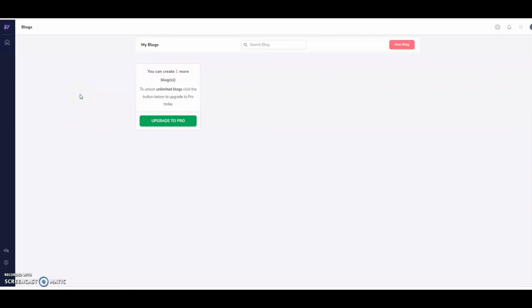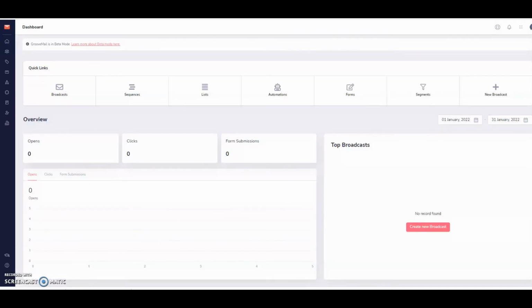GrooveBlog is a simple blogging system that allows you to optimize and publish content online. Blogging can also be used to sell ad space or promote affiliate products. With GrooveMail you can start email marketing. Here we have broadcasts, sequences, lists, automations, forms, segments, and a new broadcast.